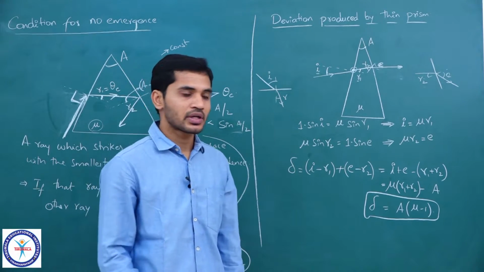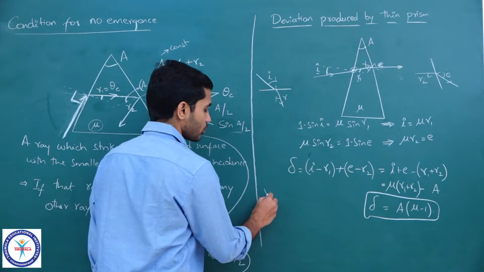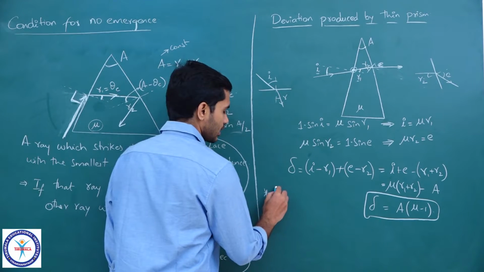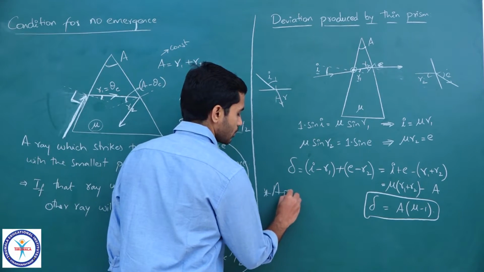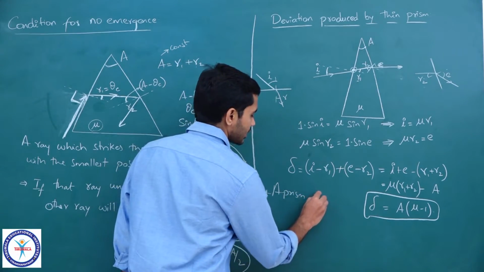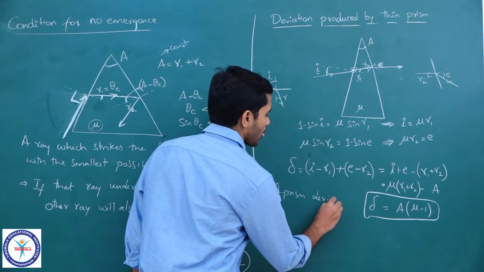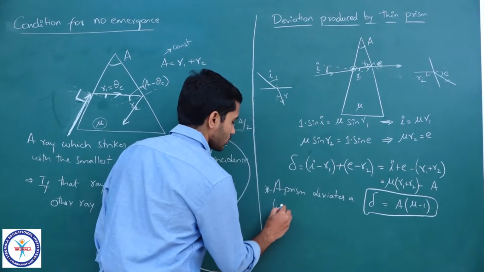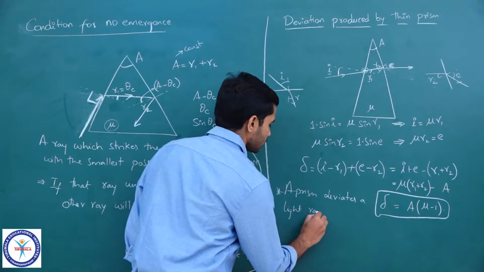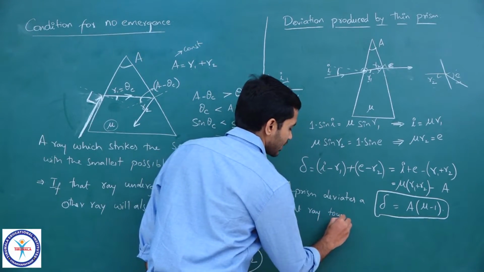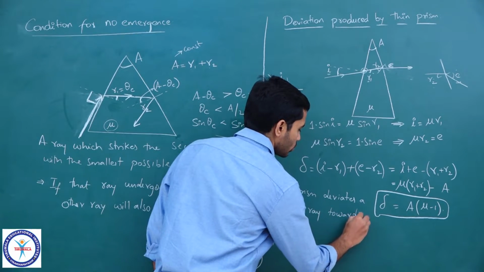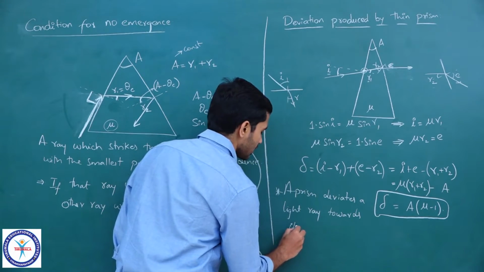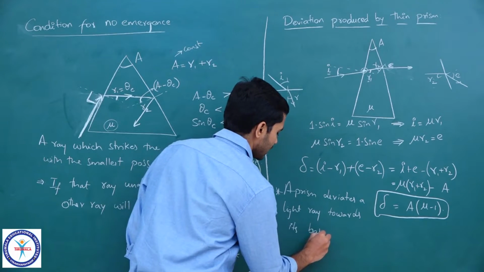And one important thing you will have to keep in mind regarding deviation produced by a prism is that a prism deviates a light ray towards its base.